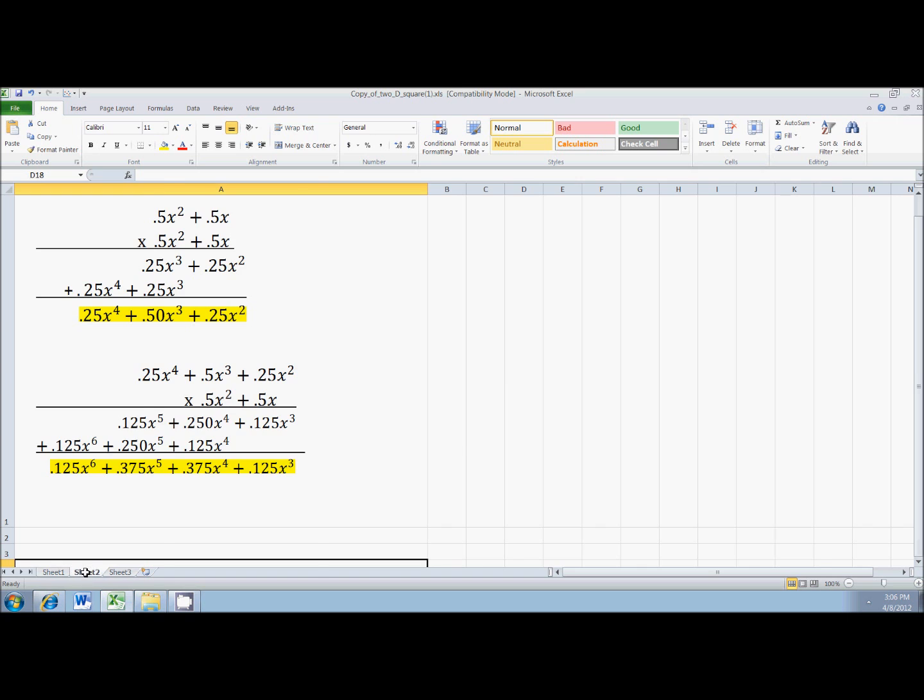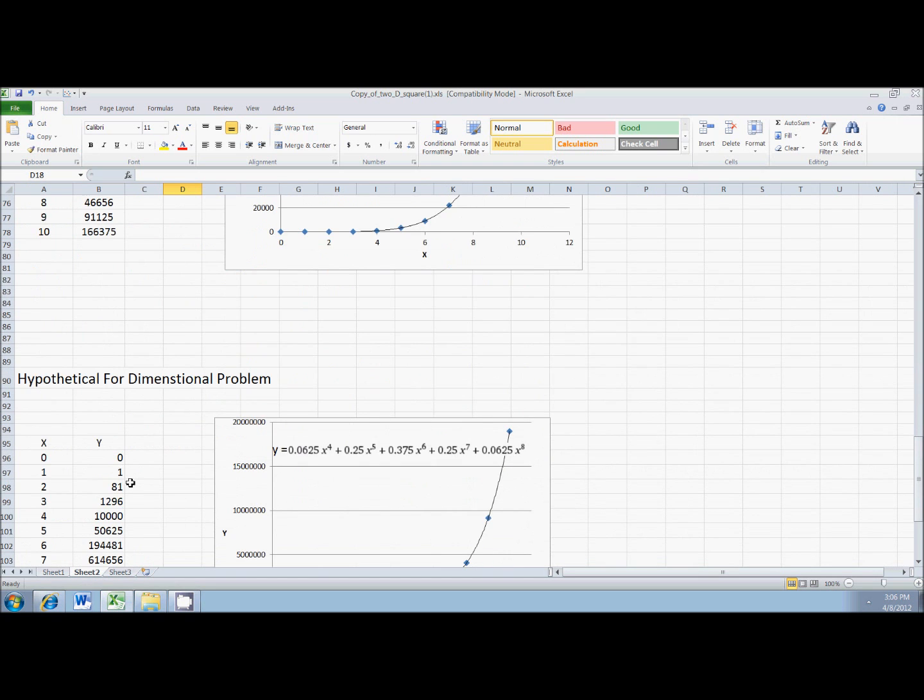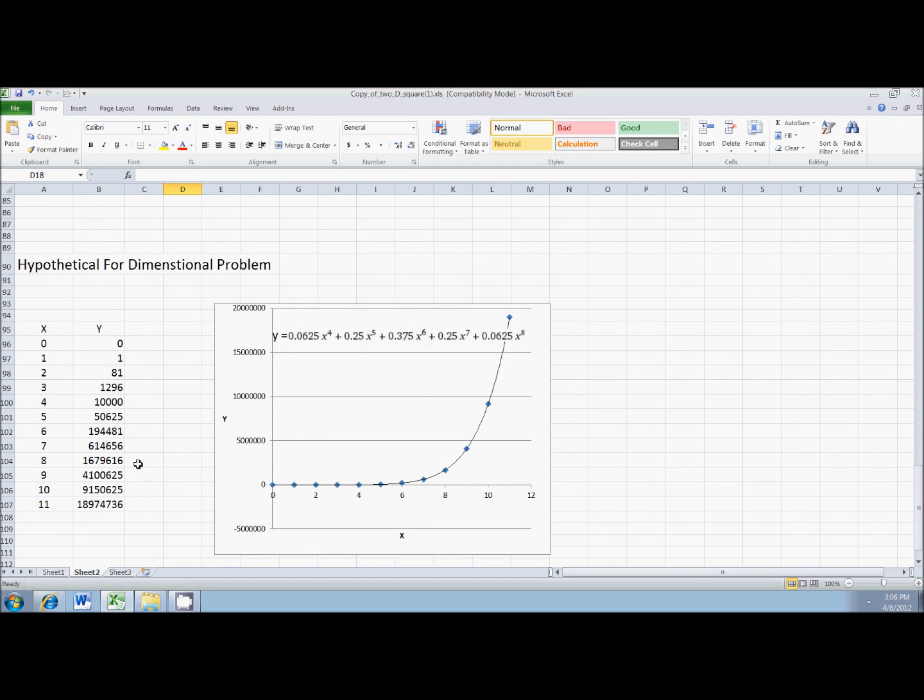Now you can even generalize this to a four-dimensional problem by just taking the results for the one-dimensional problem and raising it to the 4th power, and you get this equation, which is the 4th power of the one-dimensional problem. This would be, of course, hypothetical because we don't have 4 spatial dimensions.